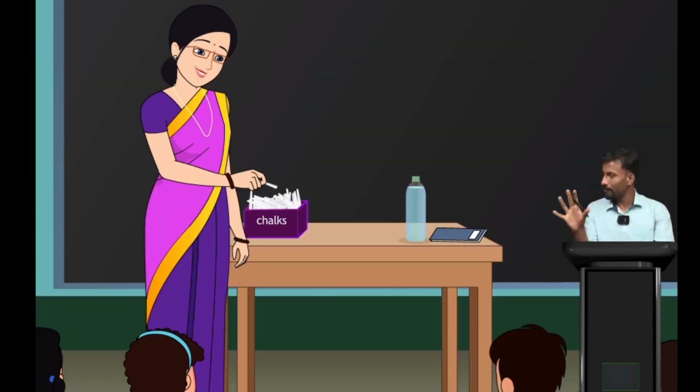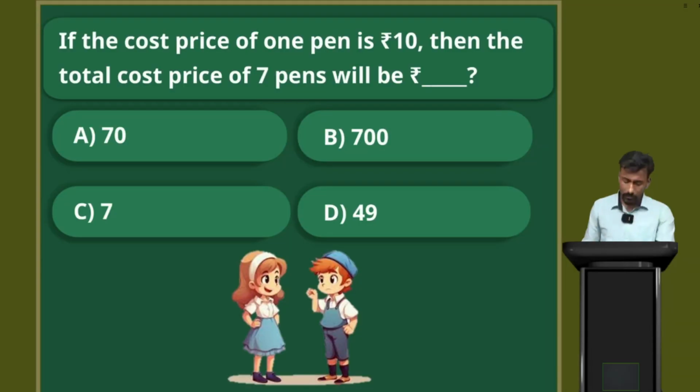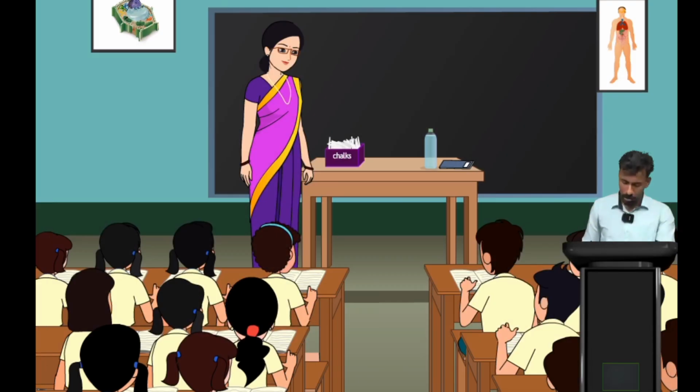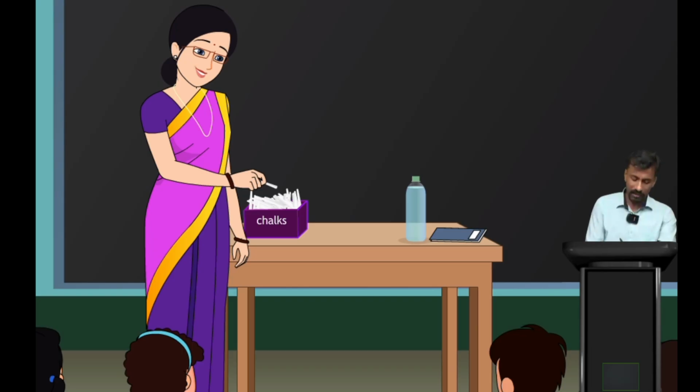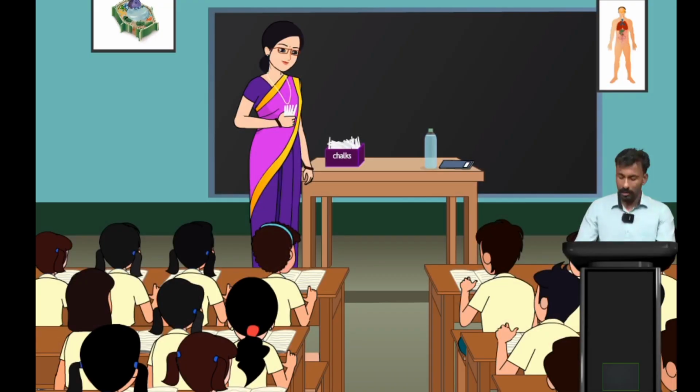So look, here is a class. Here is a scenario of a class. So there is a class, and there is a female teacher or madam, and she takes a box of chalk. She takes a box of chalk. Okay? Then look.